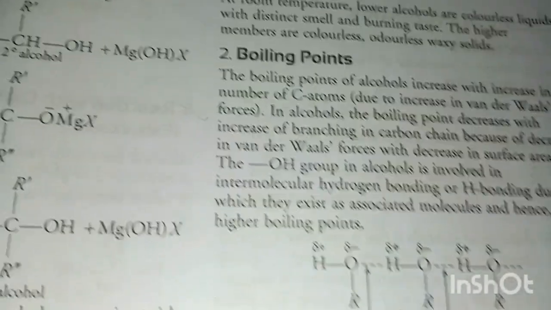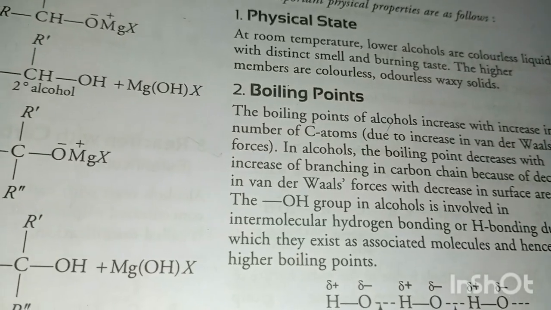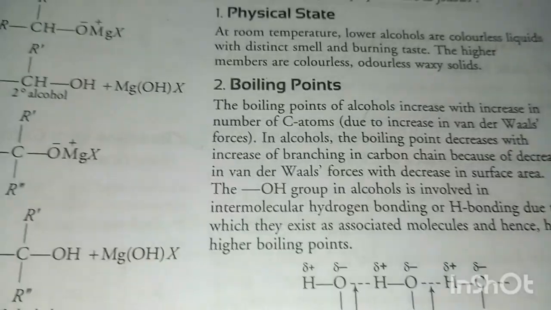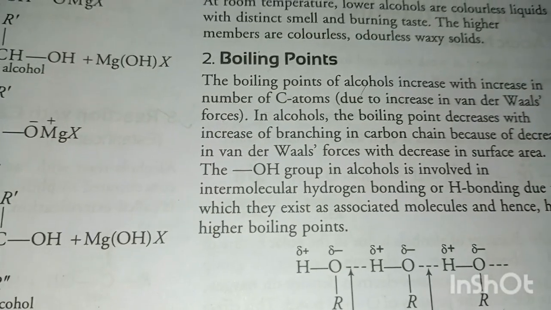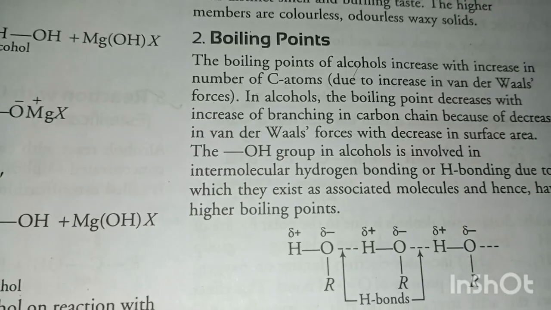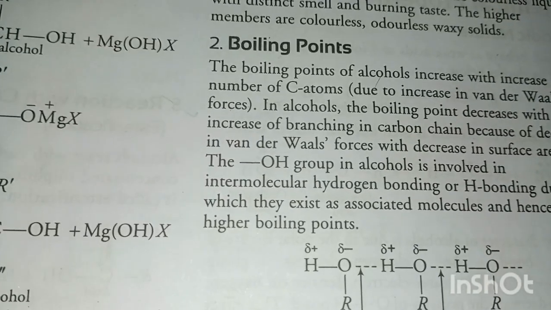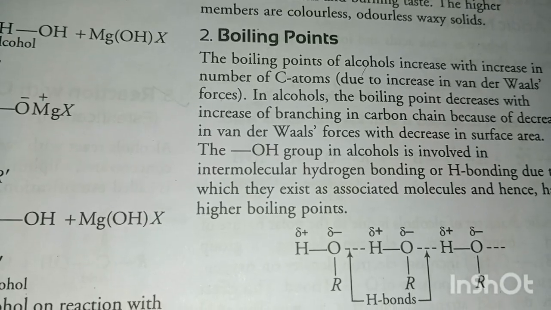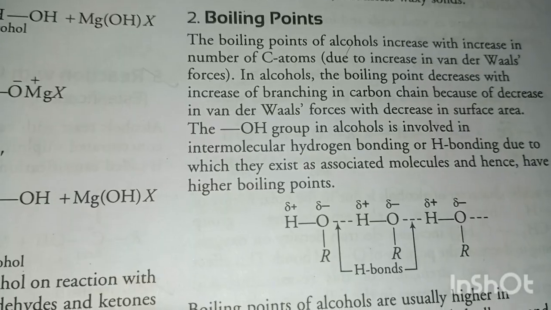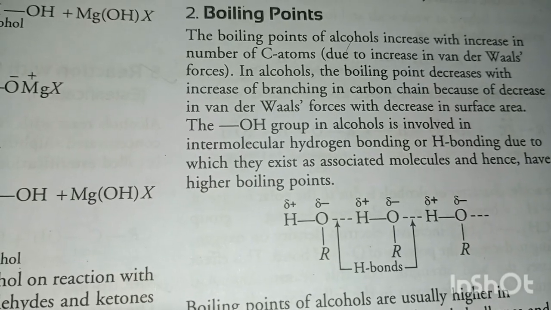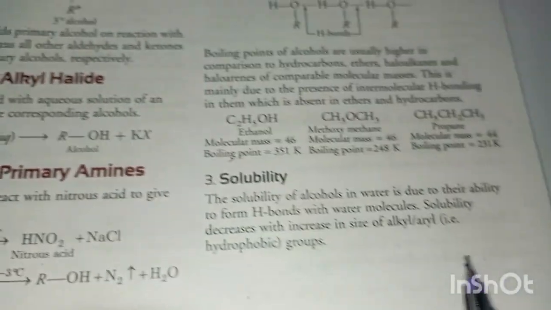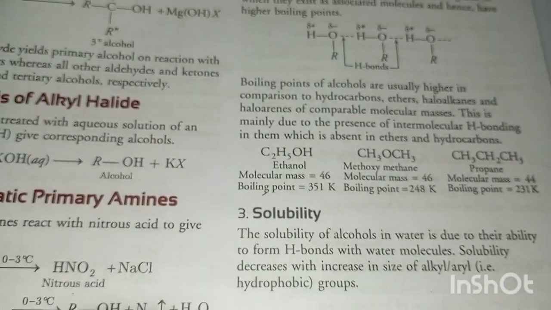Boiling points. Now why is ethanol liquid at room temperature? Due to hydrogen bonding. The boiling points of alcohols increase with increase in the number of carbon atoms due to increase in van der Waals forces, which you already know. In alcohols, the boiling point decreases with increase of branching due to the decrease in surface area, which leads to the decrease in van der Waals force of attraction, or the intermolecular forces of attraction. The OH group in alcohol is involved in intermolecular hydrogen bonding, hence they have boiling points higher than their corresponding alkanes.